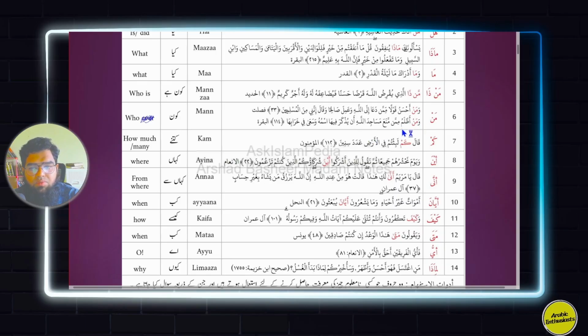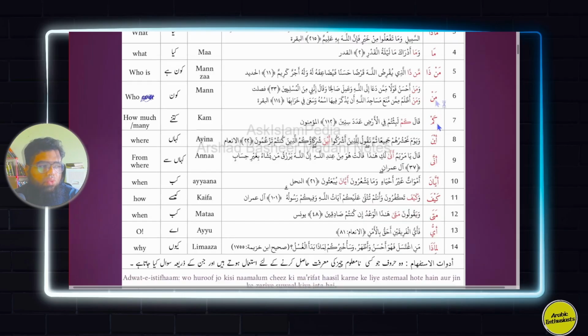And who is more oppressive than the one who prevents the masjids of Allah subhanahu wa ta'ala, that His name be mentioned in them, and strives in their destruction? So man means who. And then you have kam, which is how many.